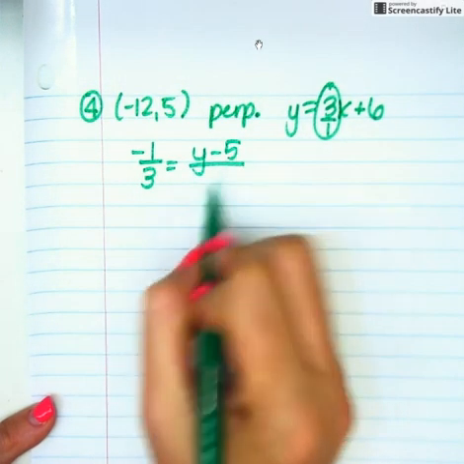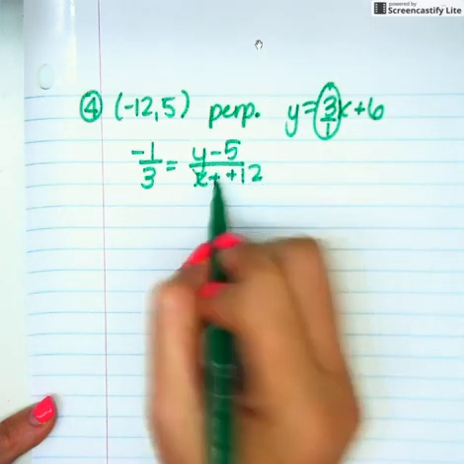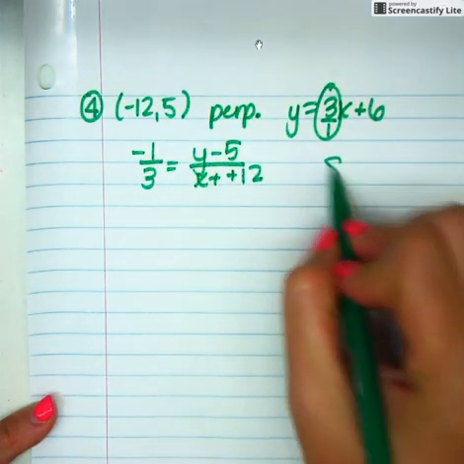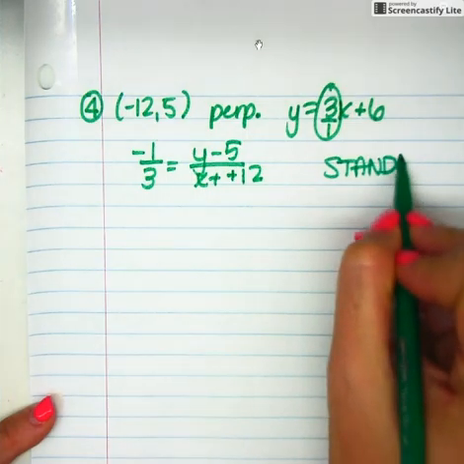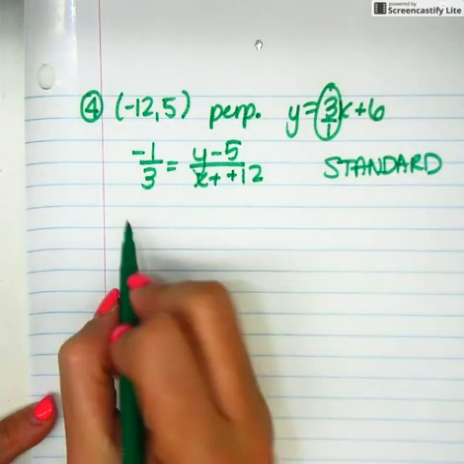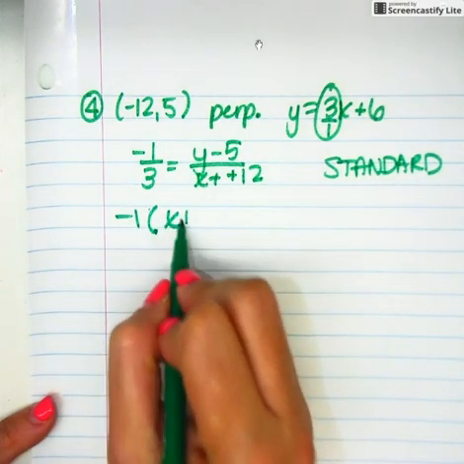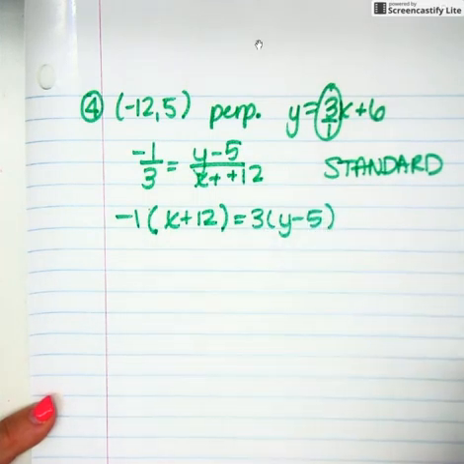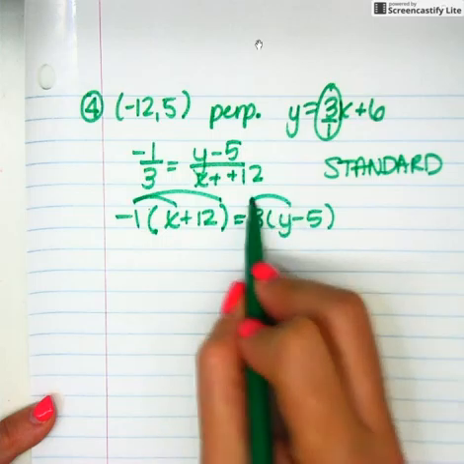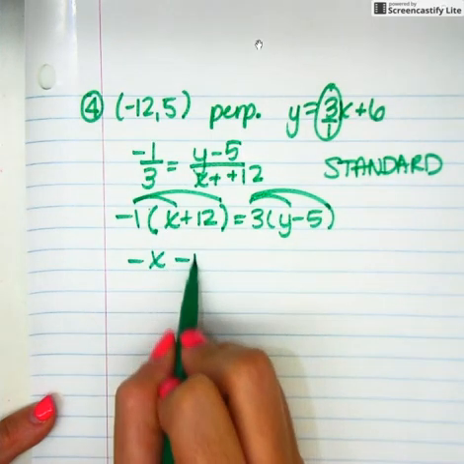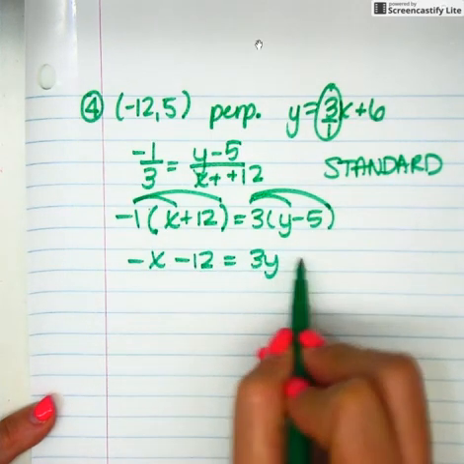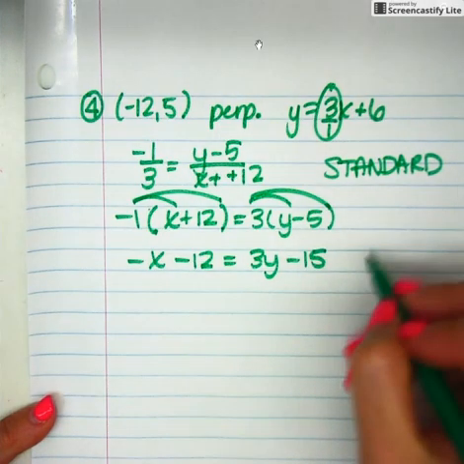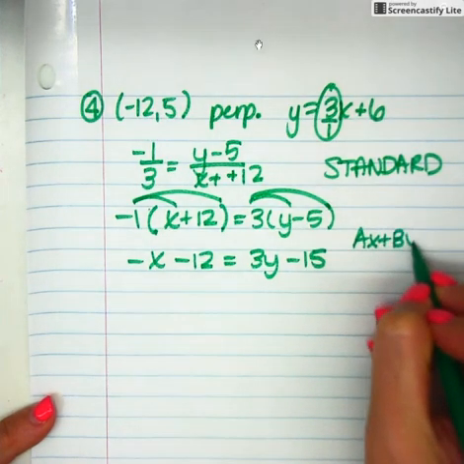Y minus 5, x minus -12. Pop, pop, fizz, fizz. All right, in standard form, we want x first. So I'm going to say negative 1 times x plus 12 equals 3 times y minus 5. All right, ax plus by equals c.